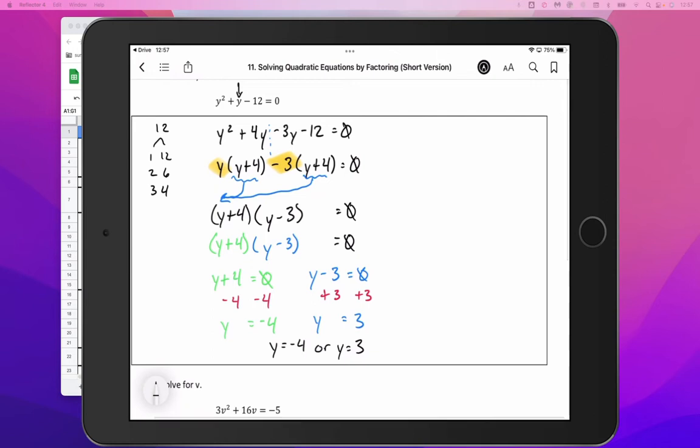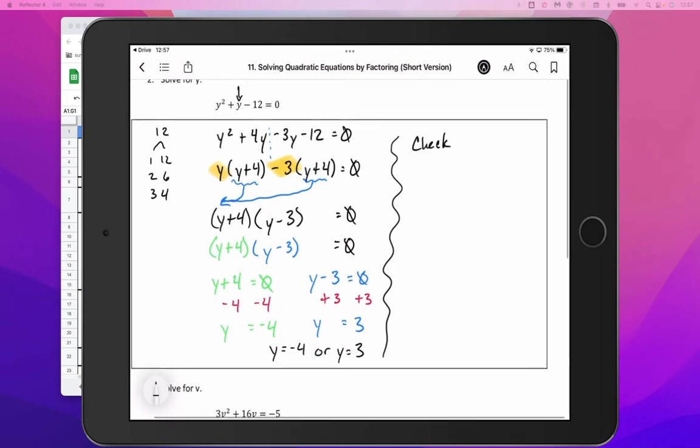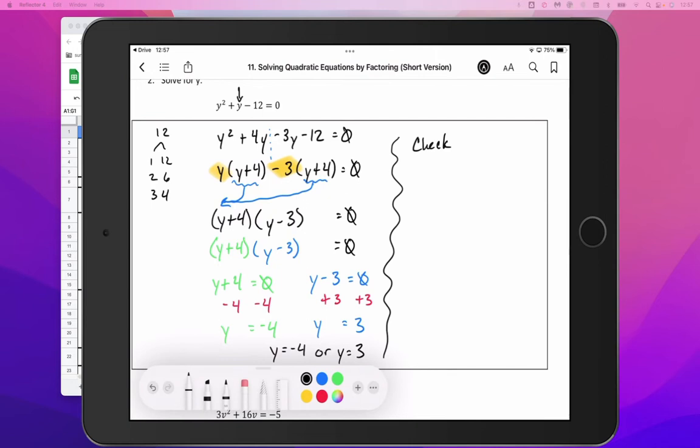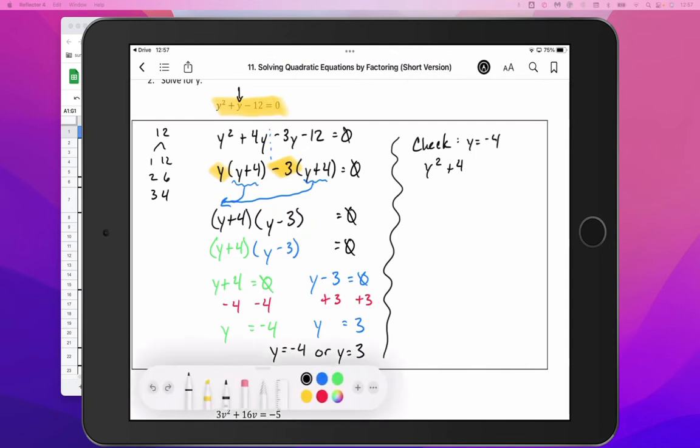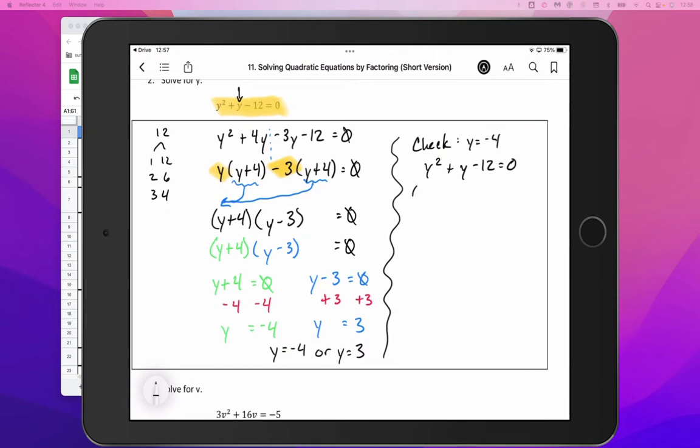Again, Alex may require you to do this by using commas or something, but I'm not a huge fan of that. We can check really quick. Again, we'll just throw negative 4 in there and throw 3 in there and see what happens. This time, instead of using the factored form, I will use the original equation just to show that that does indeed work. And so we're going to check for the value y equals negative 4. If we take y squared plus 4y minus 12 equals 0, we're going to put a negative 4 in there.